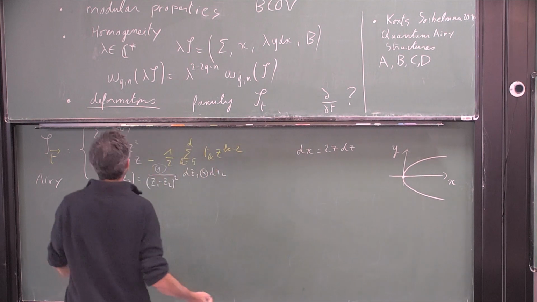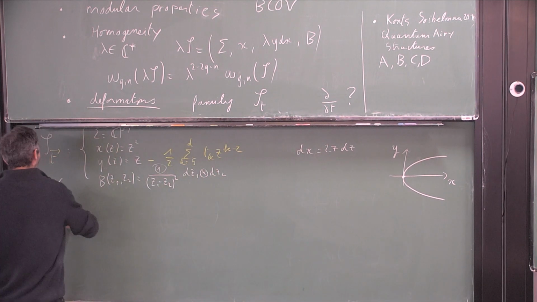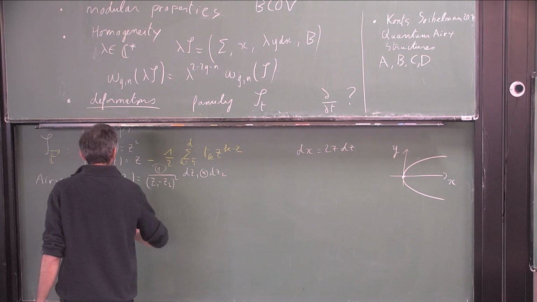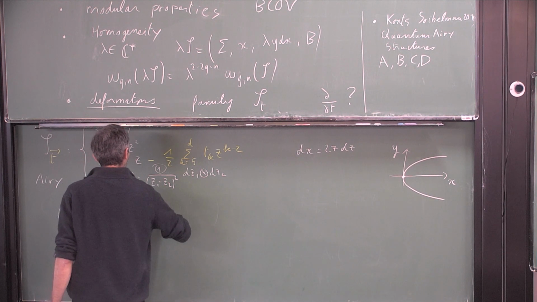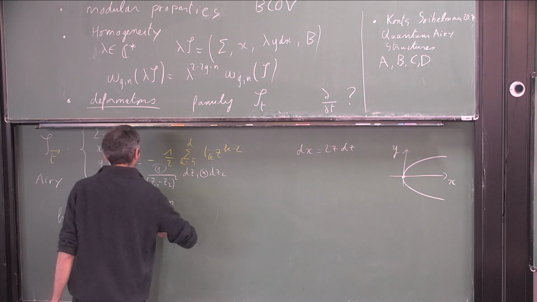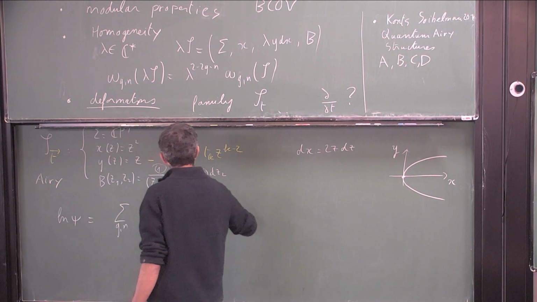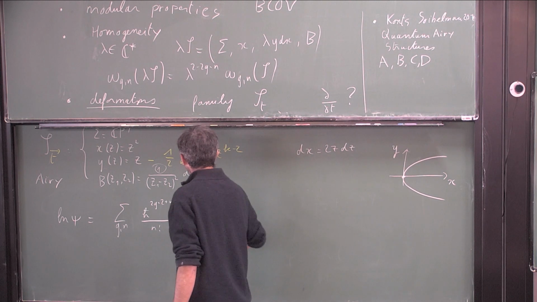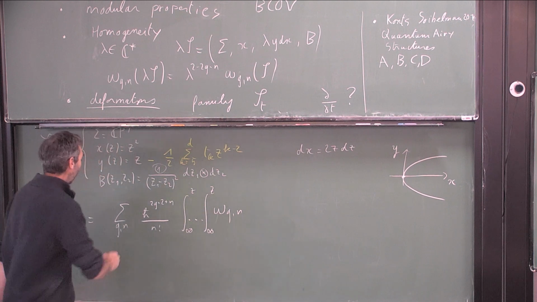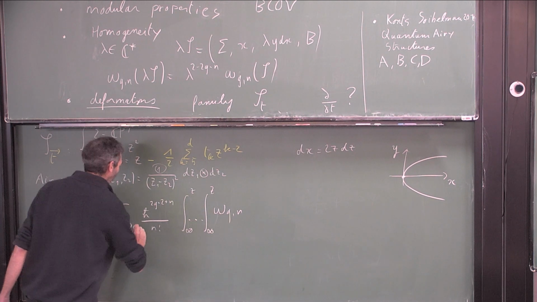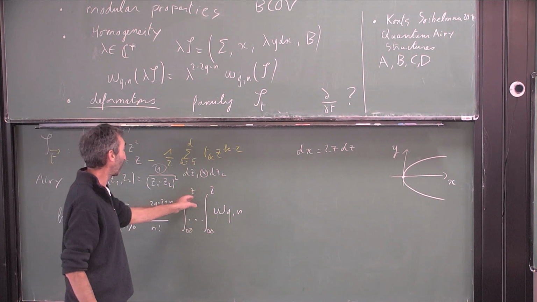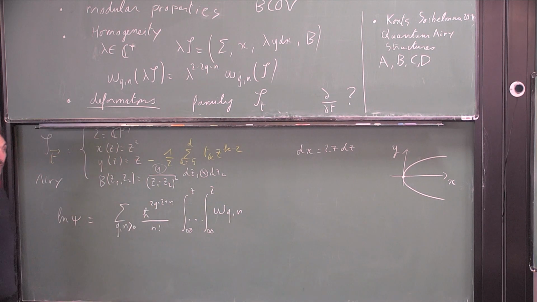Just before I go any further, let me remember what I was saying about the log psi. Remember that log psi was the sum over g and n of h bar to the 2g minus 2 plus n, over n factorial, omega g,n from z to infinity. And here let me take n strictly larger than 0, and not n equals 0, because n equals 0 would not depend on z. It would be like a constant term.